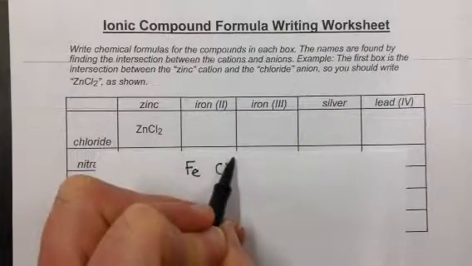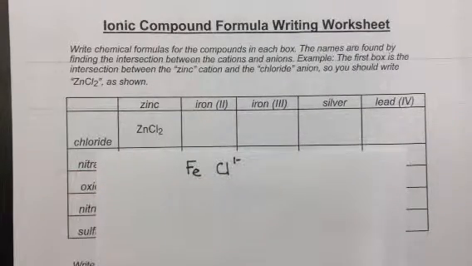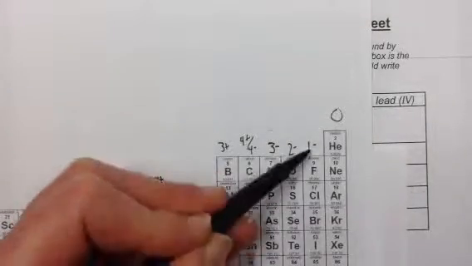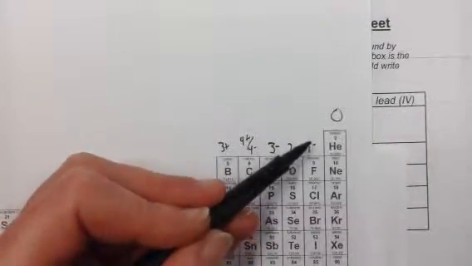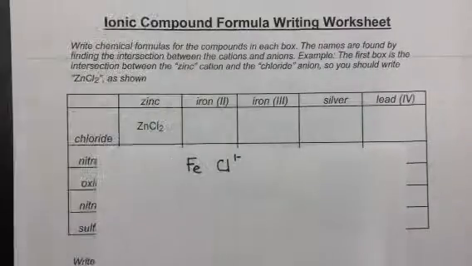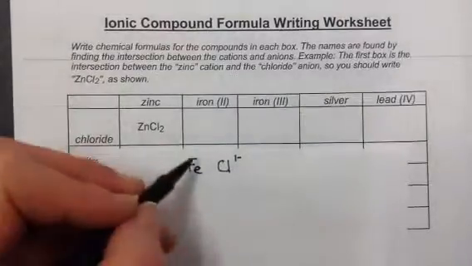We know chlorine is a -1 because it is a halogen. It has 7 valence electrons. It wants to gain 1 electron, so it'll have 1 extra negative charge, so it'll have a -1 oxidation number.